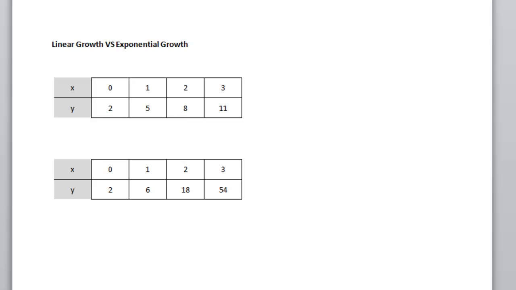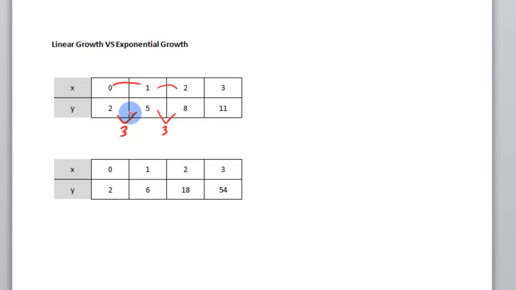Okay, let's continue on here. Look at some linear growth versus exponential growth. So this is very similar information. Here I'm giving inputs of 0, 1, 2, 3 and these outputs of 2, 5, 8, 11. Now linear growth increases by a fixed amount for each value x increases. Okay? So look from 0 to 1, this increases by 3, right? It goes up by 3. Then from 1 to 2, it goes up again by 3.